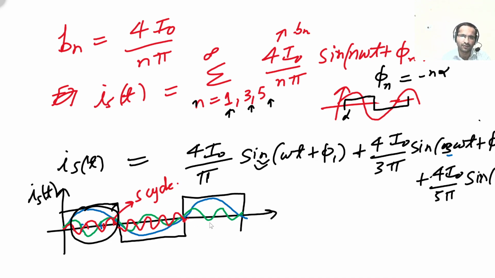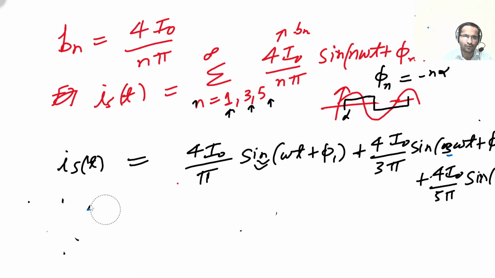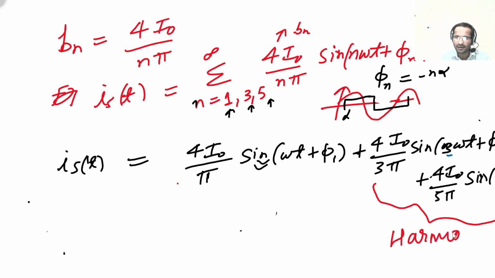So this is how the Fourier series gives us different harmonic components, right? Separately we have different harmonic components. Out of this source waveform, this whole part from 3 omega t, 5 omega t to infinity, these are all called harmonics, and this part which is the 50 Hertz component is called the fundamental.